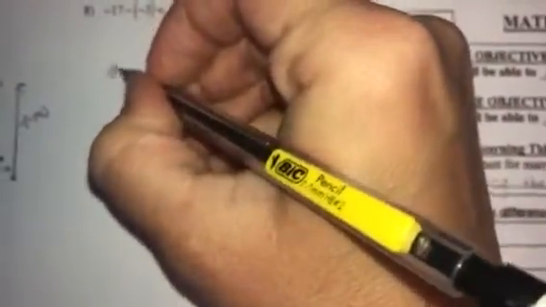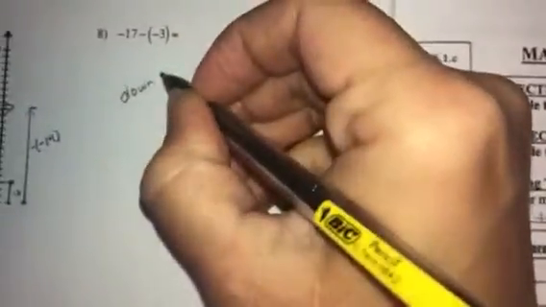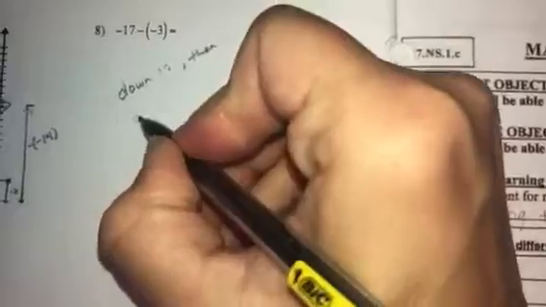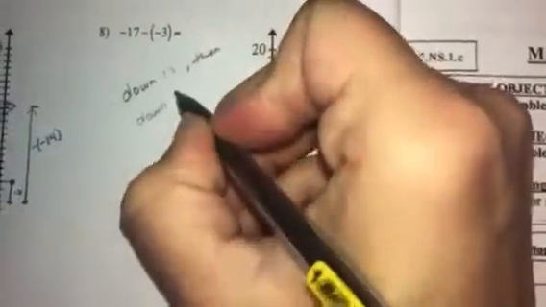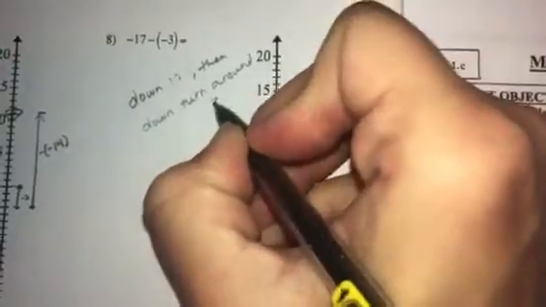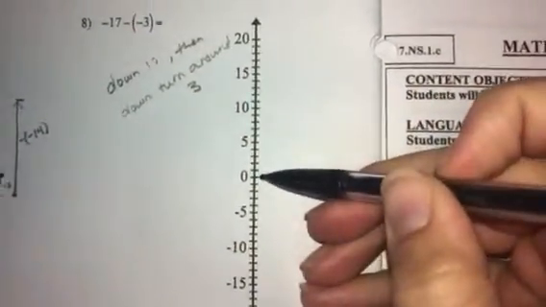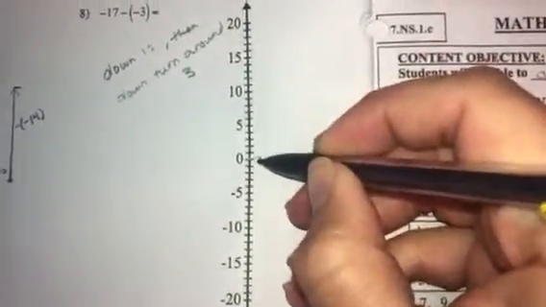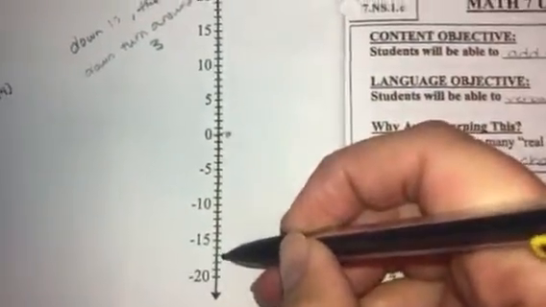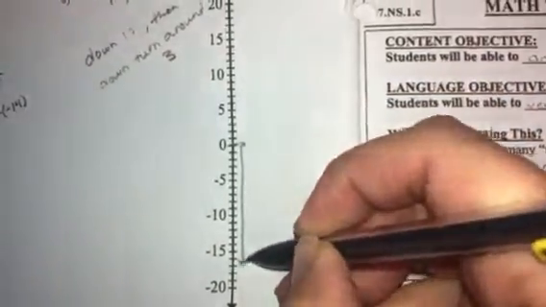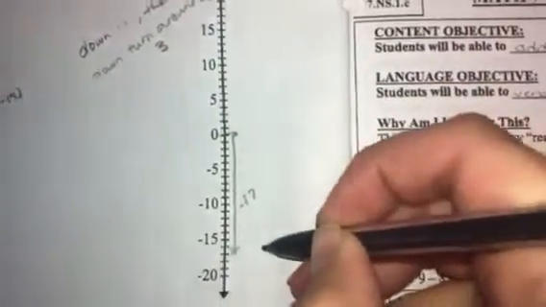All right, number 8, negative 17 minus negative 3. All right, so let's see. Negative 17 would mean down 17. Then this is a down, turn around, down, turn around, 3. So let's try that one. We start at 0 right here, and then we go down to 17, way down here, down at negative 17.